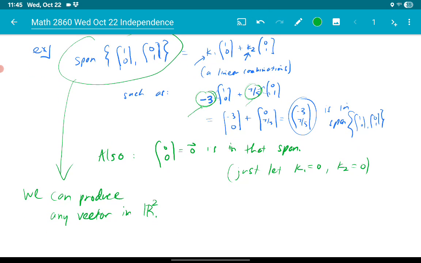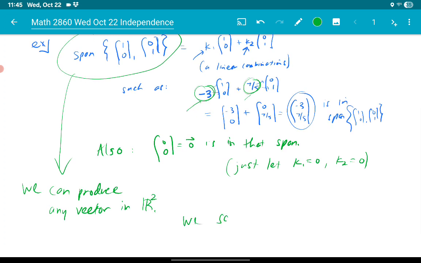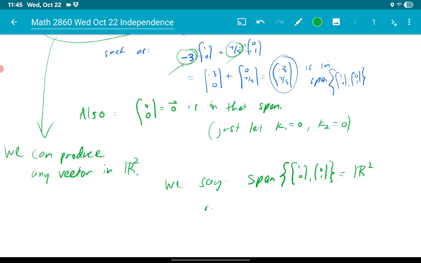Okay, so just by having those two building blocks, you can say a few things. You could just say the span of that set {(1, 0), (0, 1)} equals R2. That would be one way to say it. Another way to say it is you could say the set {(1, 0), (0, 1)} spans R2, or is a spanning set for R2. That's just another way to say it.